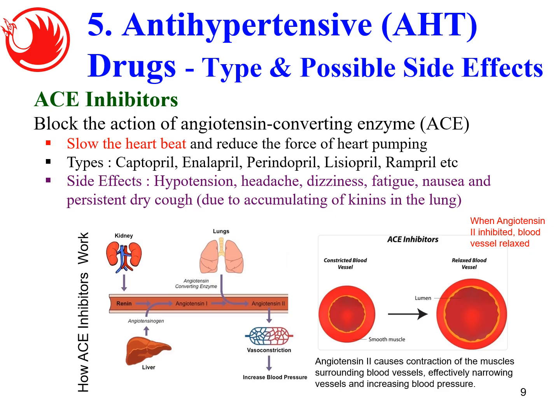We must inhibit this. If we are able to inhibit it, it can slow the heartbeat and reduce the force of heart pumping. The names of this kind of medicine are very easy to remember. They all end with RIL, like Captopril, Enalapril, and so on. All the medicine ending with RIL belongs to ACE inhibitors. Okay, so what is this ACE inhibitor? It may be a bit complicated, but let me explain.